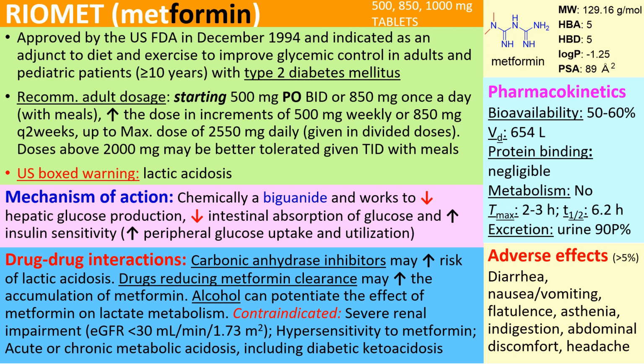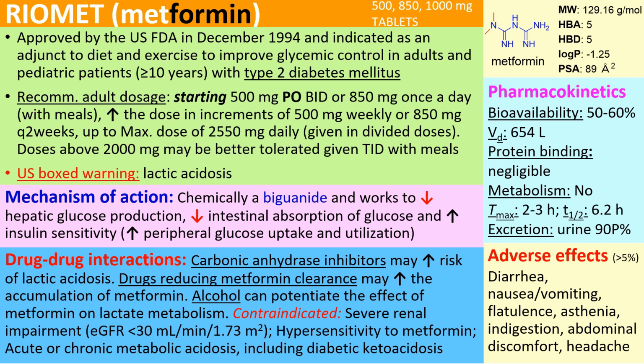Metformin, the brand name, that's RIOMET. This medication was approved by the US FDA in December 1994 and indicated as an adjunct to diet and exercise to improve glycemic control in adults and pediatric patients aged 10 years and older with type 2 diabetes mellitus.